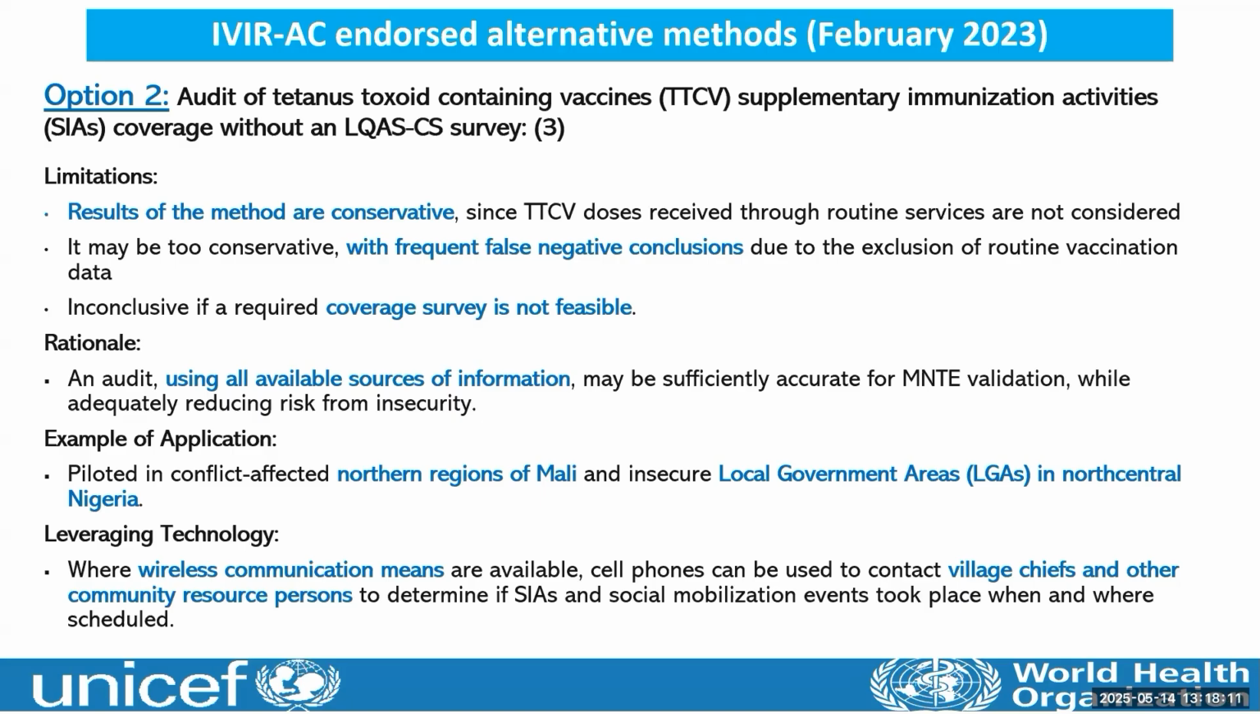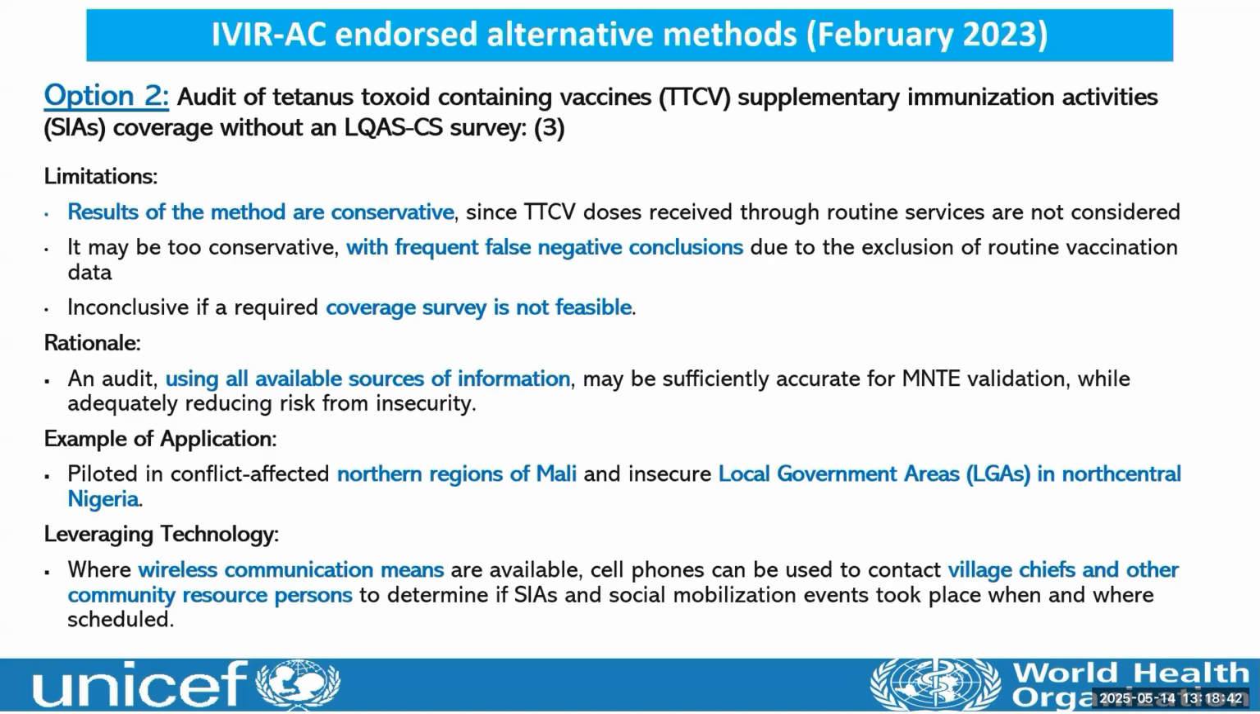So what it's saying here is that if we just use this method alone, it's a bit conservative because we're leaving out the routine immunization doses. It may be too conservative, with frequent false negative conclusions due to the exclusion of routine immunization. It is inconclusive if a required coverage survey is not possible. So if the situation is so severe that we cannot come, then we cannot make any conclusion. What is the rationale for this particular option?